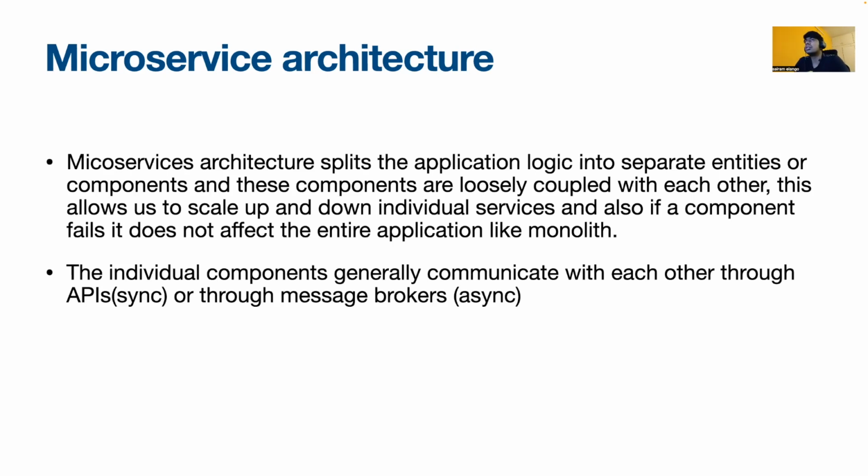So the first thing is microservice architecture splits the application logic into separate entities or components. And these components are loosely coupled with each other. This allows us to scale up and down individual services. And also, if a component fails, it does not affect the entire application like monolith.